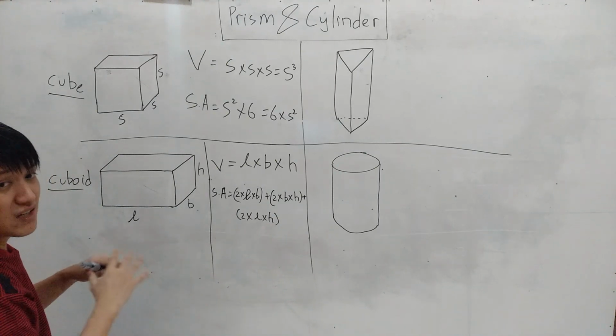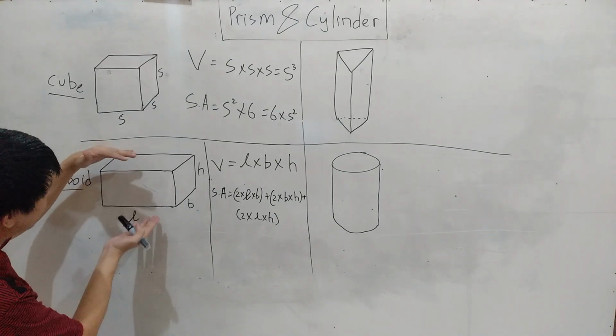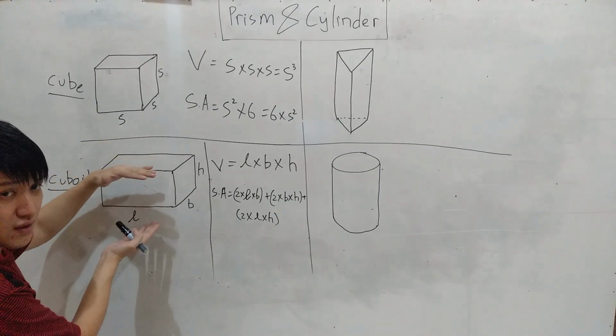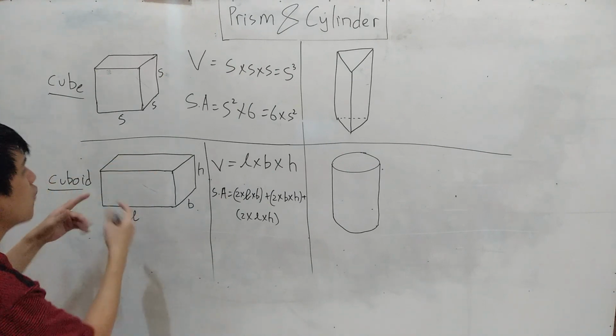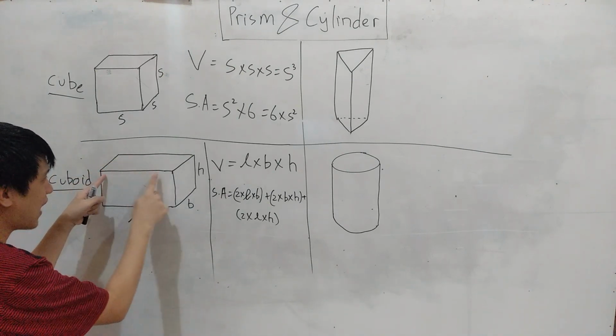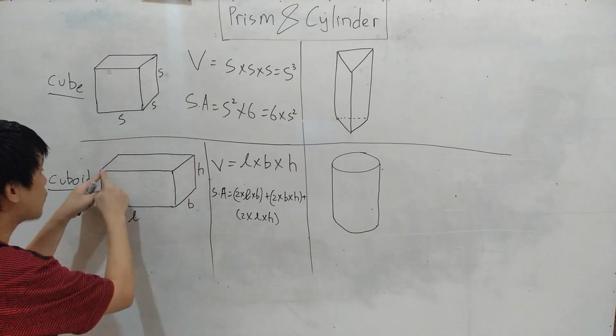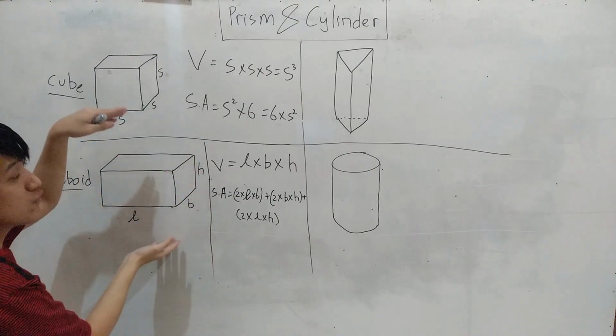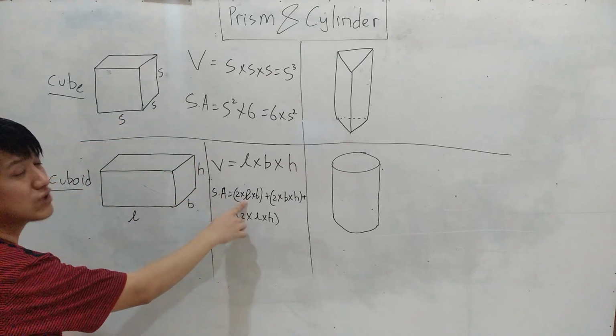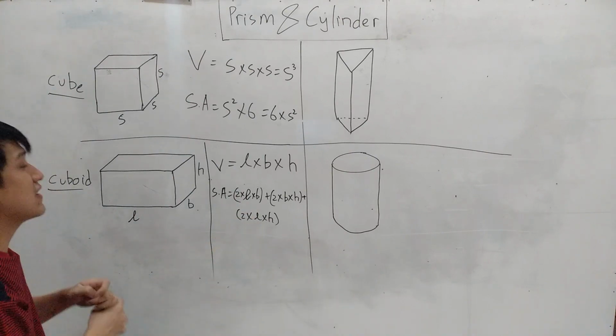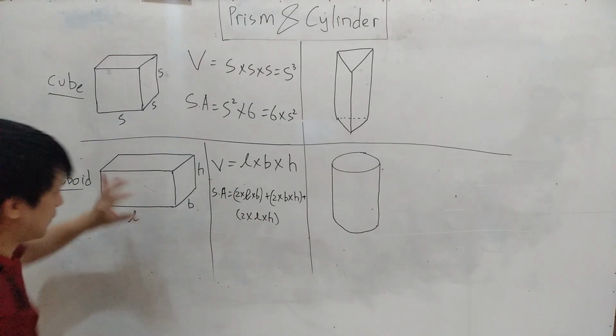We are not done yet. Remember that we still had the bottom and the top of the cuboid, which will give us, how do you get this part? Remember that this is the length and this is the breadth, right? So length times breadth, but then you have to times it by 2. That's why you get 2 times length times breadth. That is about the surface area of the cuboid.